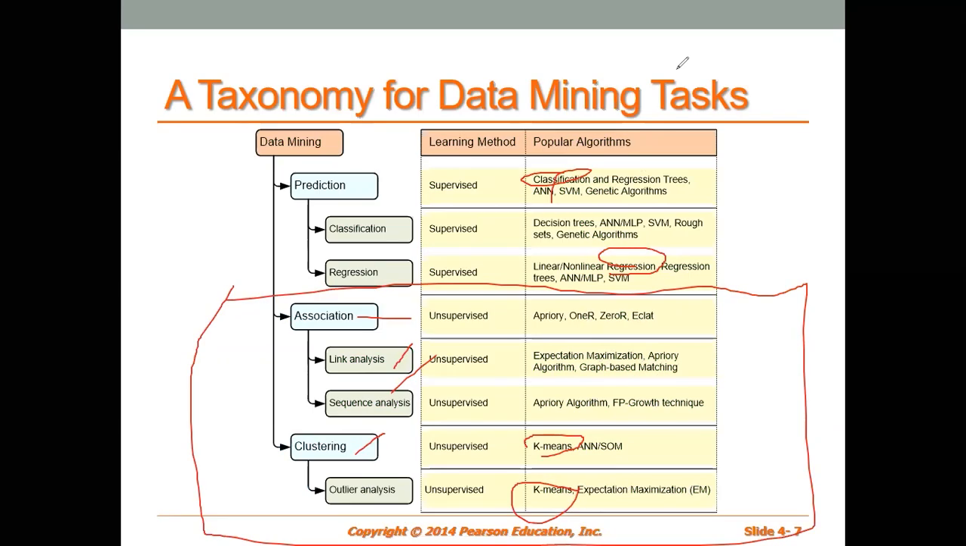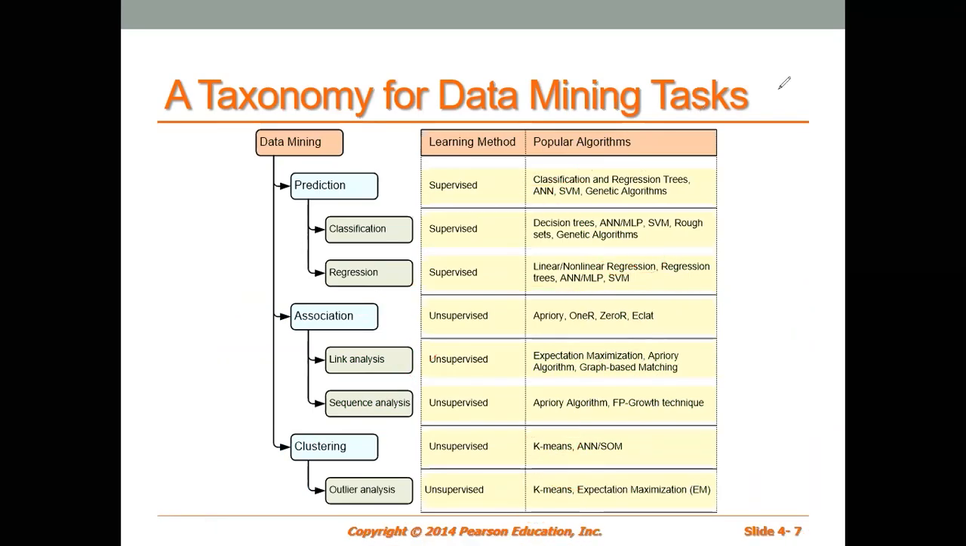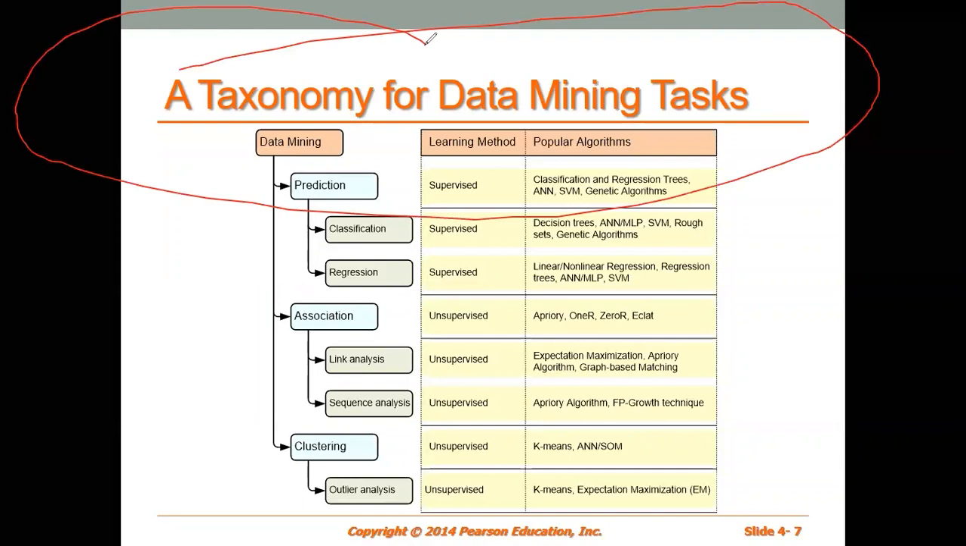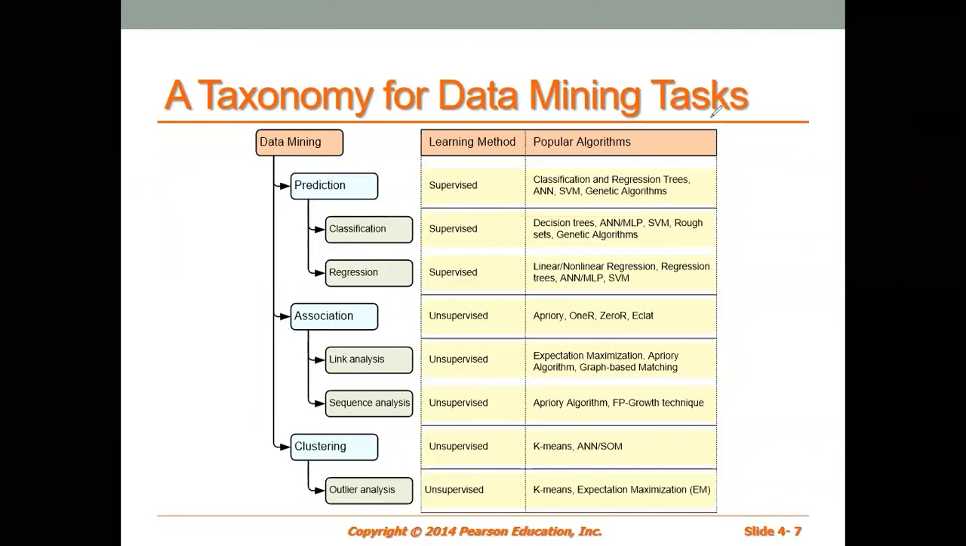So these are a few examples in supervised learning and unsupervised learning, and also these are the different examples of data mining tasks. So this is called the taxonomy of data mining. Taxonomy means the full knowledge of data mining. So if you know this, it means you know data mining, what it is doing.